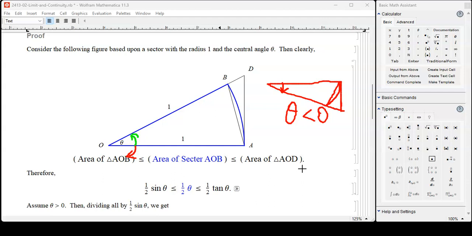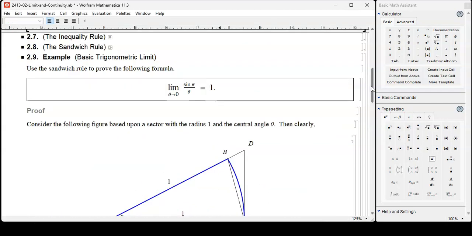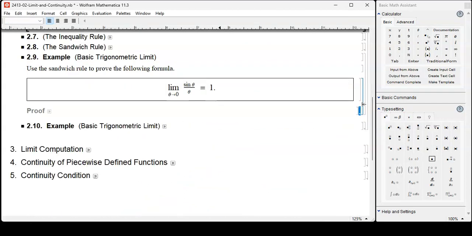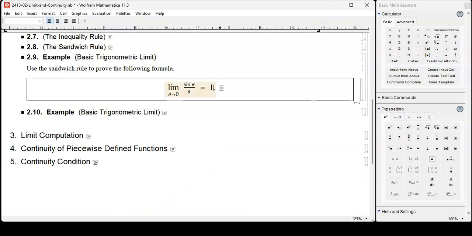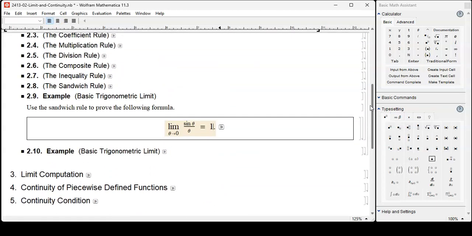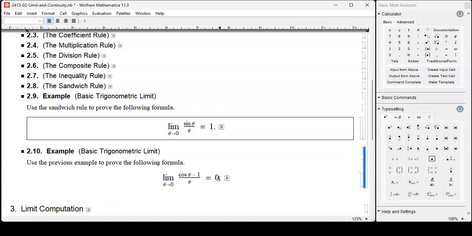And another way is to substitute theta by negative theta and then do the change of variable as well. So the conclusion, well, we have it. Limit as theta goes to 0 of sine of theta over theta is 1. Is there any application for that? Well, here's another. Limit as theta goes to 0 of cosine of theta minus 1 over theta is 0.